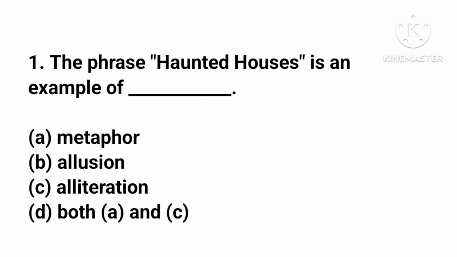Excellent! It is option D, both A and C. Haunted houses is both a metaphor and an alliteration. It is a metaphor because it metaphorically means the memories of the people who lived and died in those houses. And it is an alliteration because both the terms begin with the letter H.